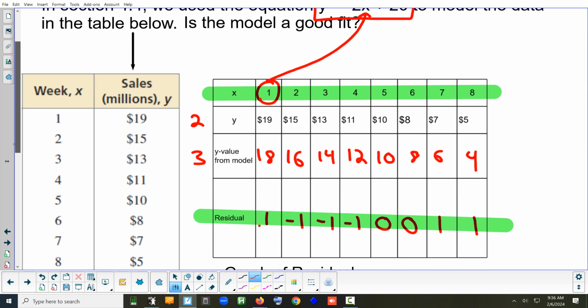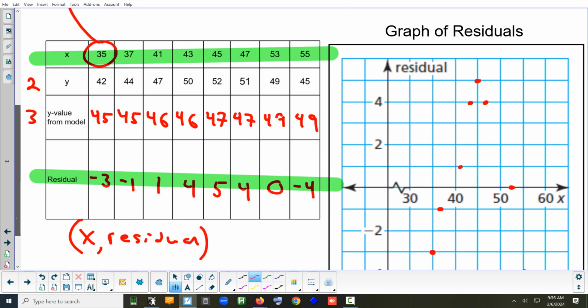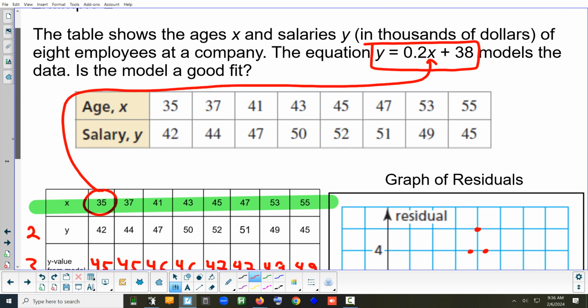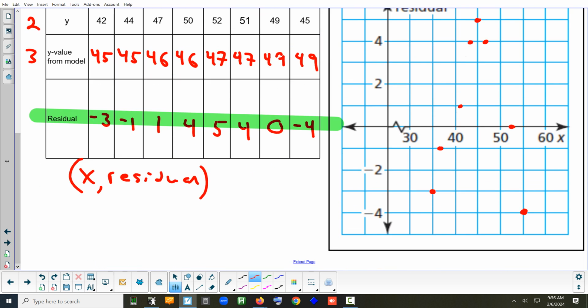It's not as good as this one. This one was really good. The residuals never got more than 1 unit away, up or down. So I would say it's a good fit. It's not a great fit. But I would say yes, it is a good fit overall.